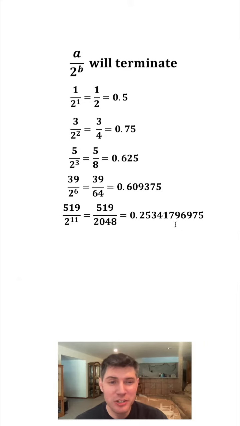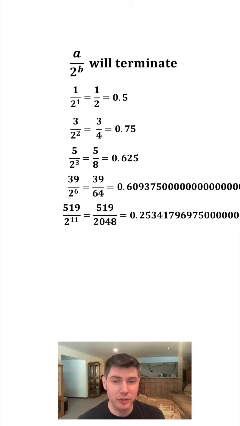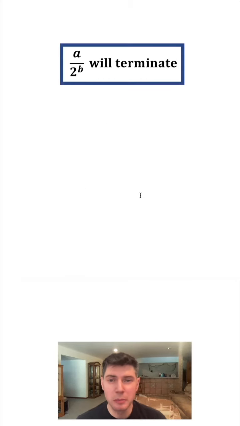0.25341796875. So how do we know these two aren't rounded? Well, we can check on a calculator, but these do go on for zeros after that point. These are all terminating decimals. This is universally true, so we can put a box around it.